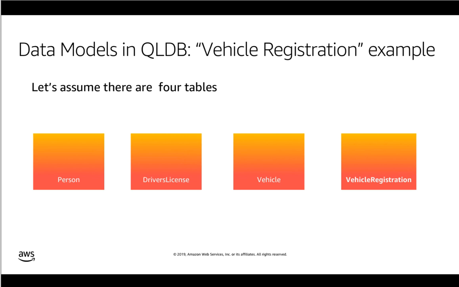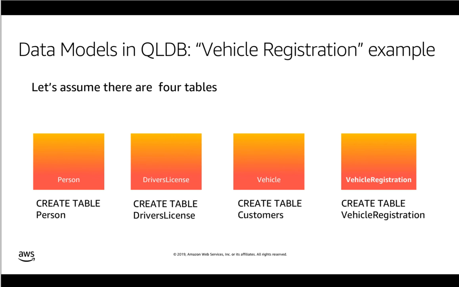Now, using this simple example, let's look into how we would construct these tables. Like we mentioned earlier, QLDB is based on a schema-less approach, in which we do not need to specify a schema upfront. I can create the person table, driver's license table, and the remaining 2 tables simply by executing one statement: create table person, or create table driver's license, and so on and so forth. You do not need to know the schema upfront, because the schema is going to be inferred essentially based on the Ion documents that you insert in each of these tables.